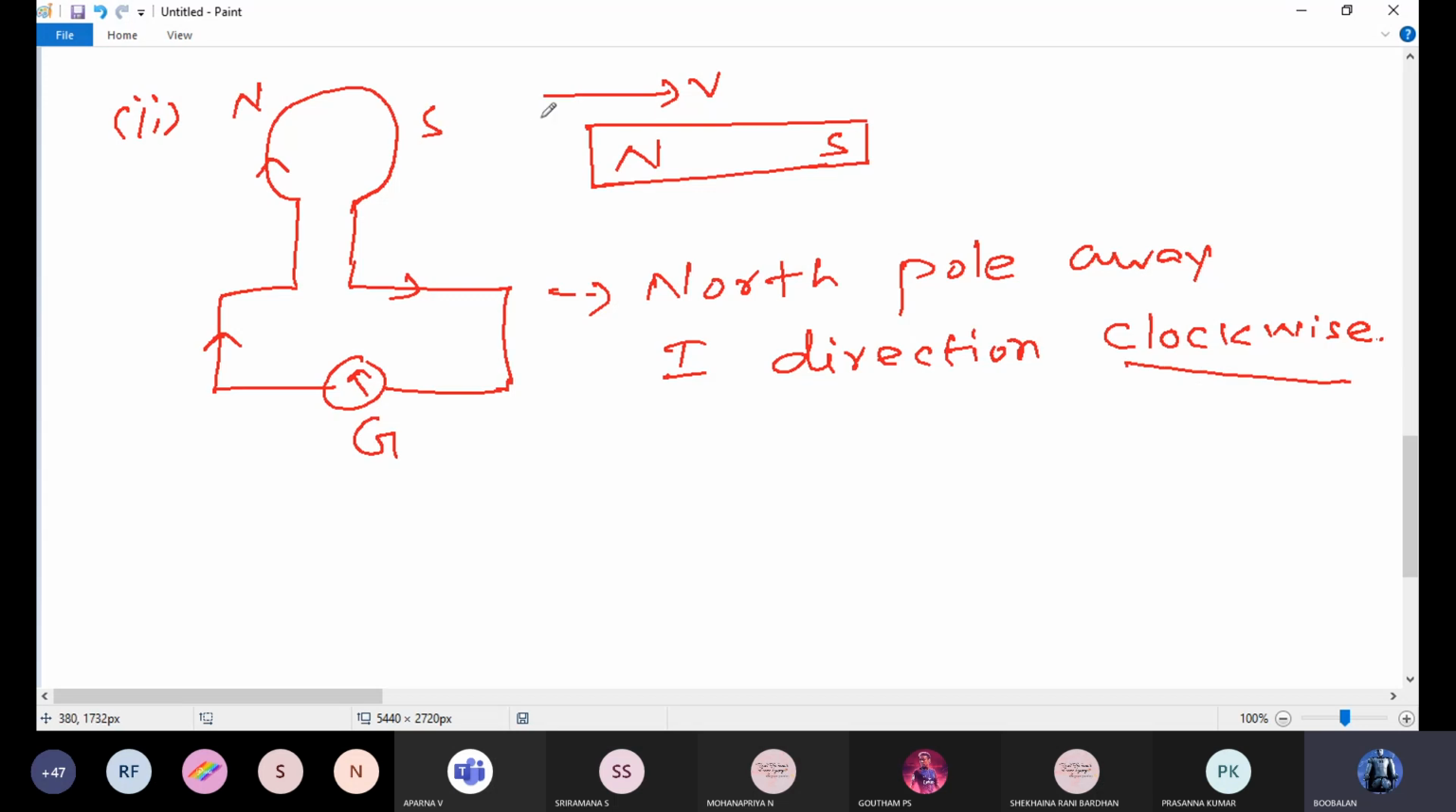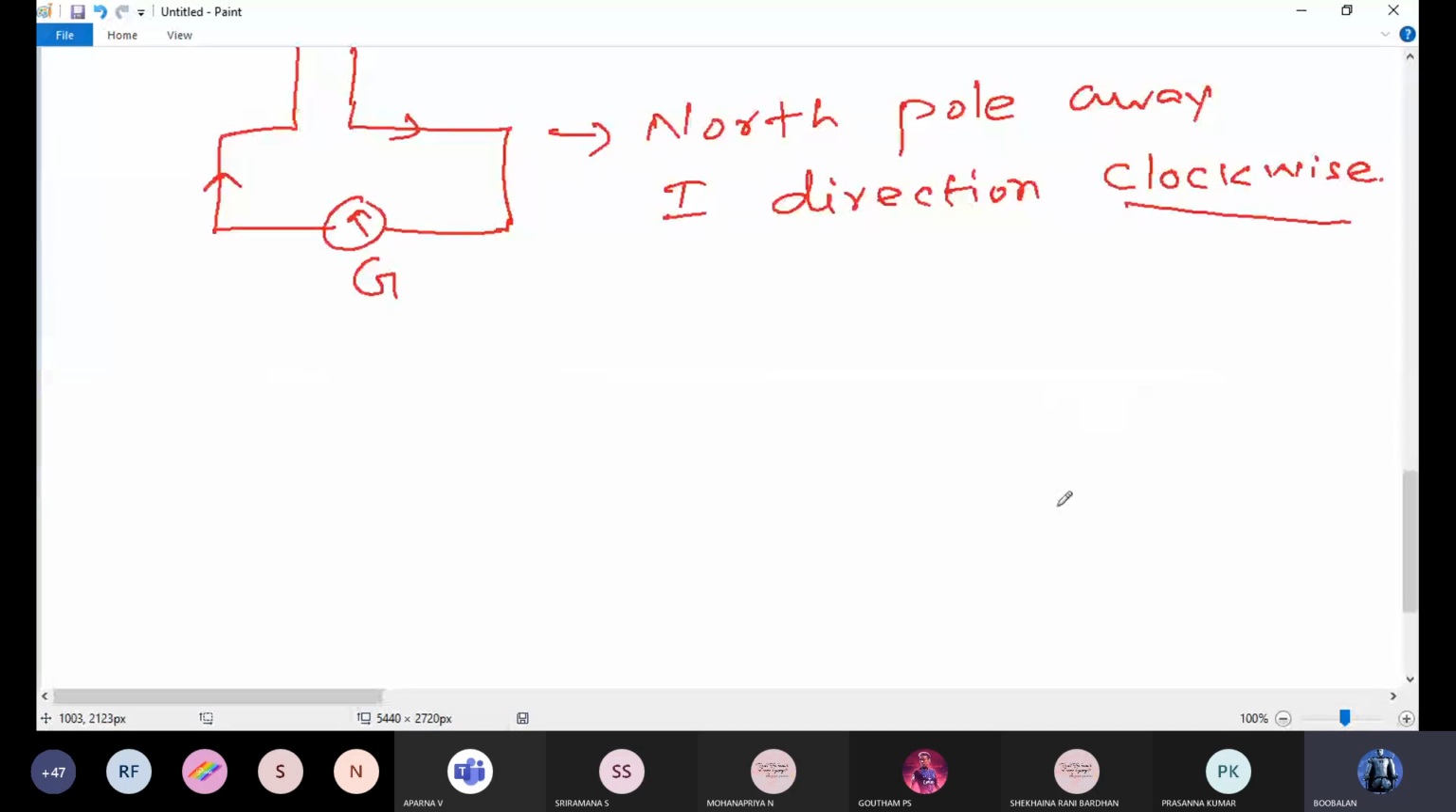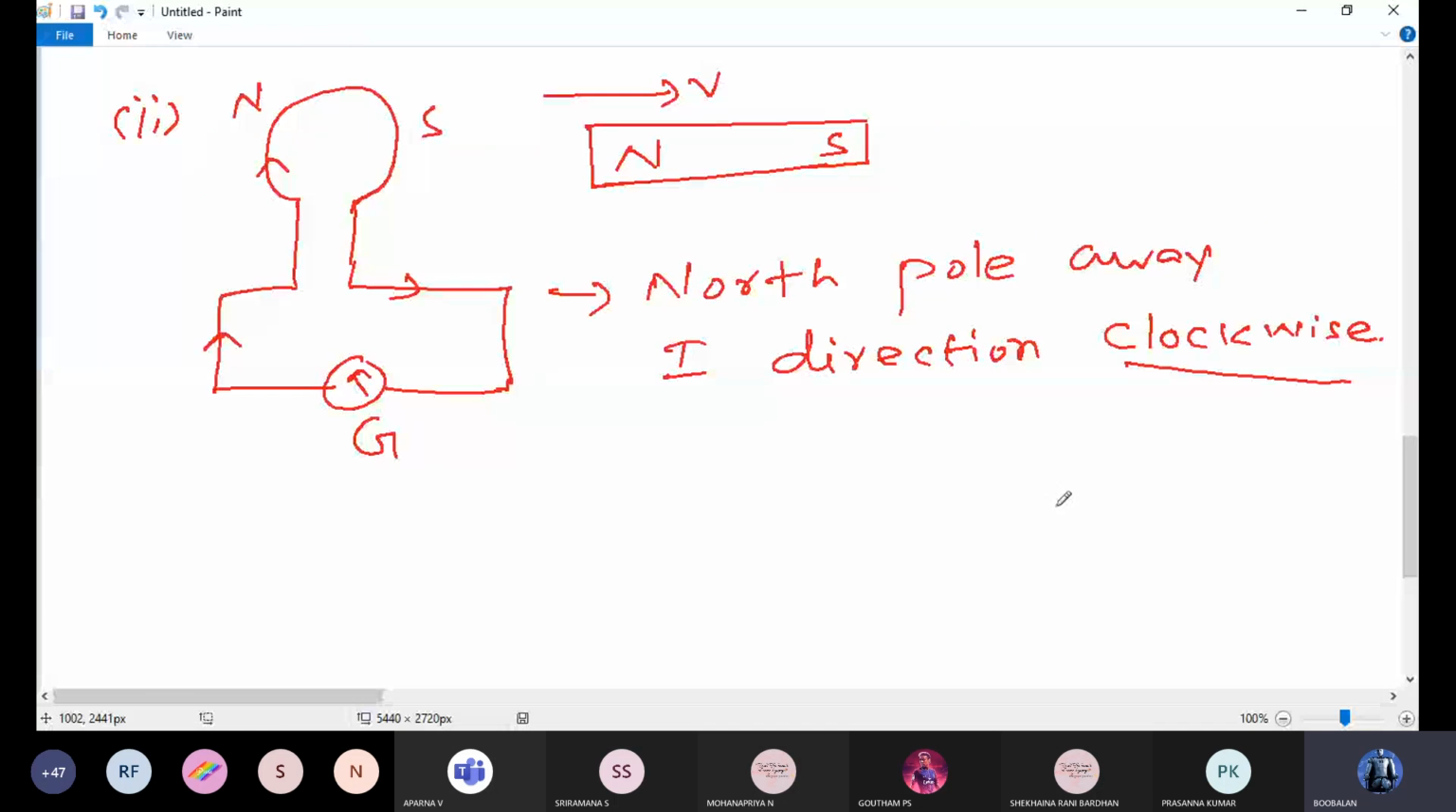Based on this phenomenon, you can understand that when the north pole moves away from the stationary coil, it will generate a north and south attractive nature. Attractive nature means the induced EMF is clockwise. North and north is the repulsive nature. Repulsive nature means the induced EMF is in the anti-clockwise direction. Please note it.